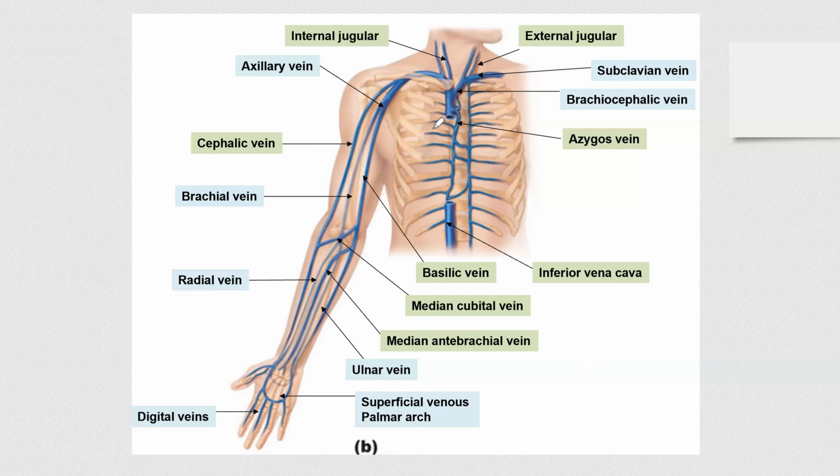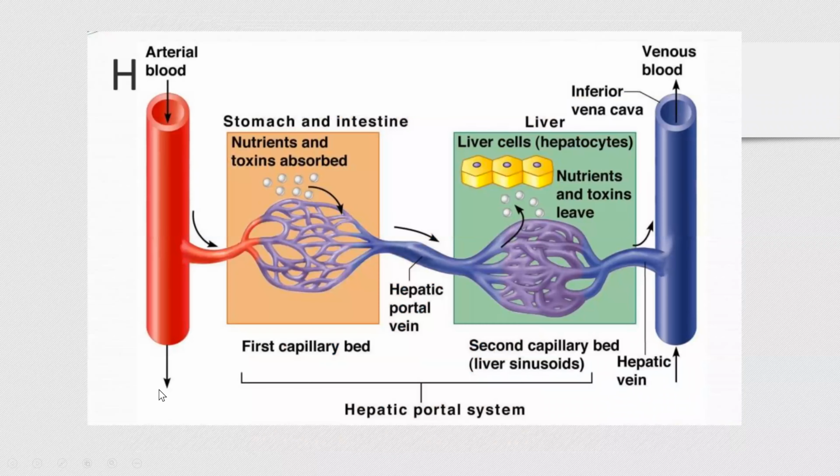Because the right side of the heart is receiving. The right atrium is a receiving chamber for deoxygenated blood from systemic circulation. So we already covered this diagram, and yeah, the very last slide over here is about our hepatic portal system that we mentioned a little bit, right?